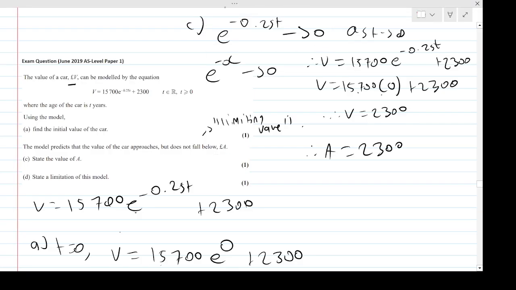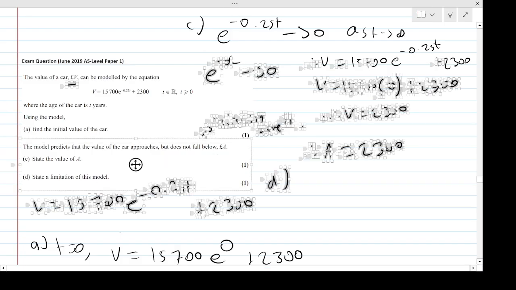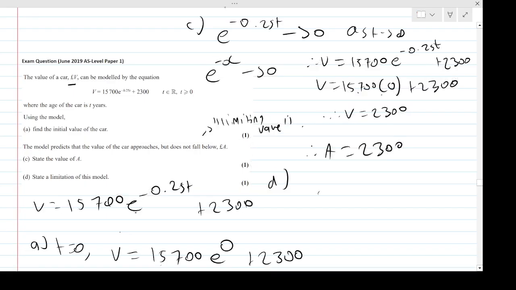Part D, then the next part: state a limitation. So you have to think a bit more critically. They didn't ask you to work out A for no reason. So the long-term value of the car. The value goes down over time, and this is the lowest value. So you could say perhaps that this is higher than usual. Think about it, in say 100 or 1,000 years, the value of the car would probably only be a few £100 of that.